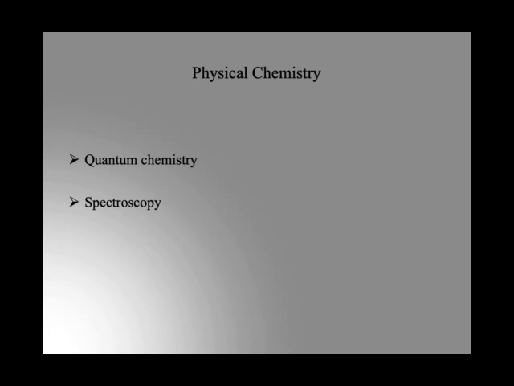Quantum chemistry is the mathematical description of the motion and interaction of subatomic particles. It incorporates quantization of energy, wave-particle duality, the uncertainty principle, and their relationship to chemical processes. Spectroscopy is the use of absorption, emission, or scattering of electromagnetic radiation by matter to study the matter or the chemical processes it undergoes.